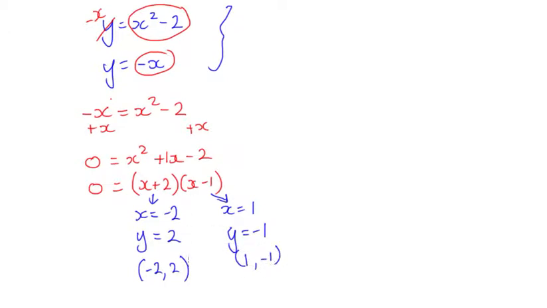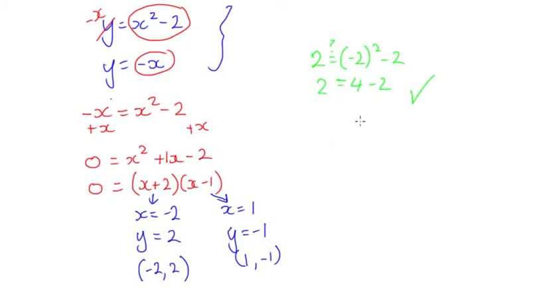Now we should really check these just to make sure that they work with the other equation, that we haven't made a mistake. So let's do that really quickly over here. If x is negative 2, we want y to be 2. So let's check. Does 2, i.e. y, equal negative 2 squared minus 2? Is that true? Well, let's check. Negative 2 squared is 4 minus 2. Is 2 equal to 4 minus 2? Yeah, that's true. So we're okay for that one.